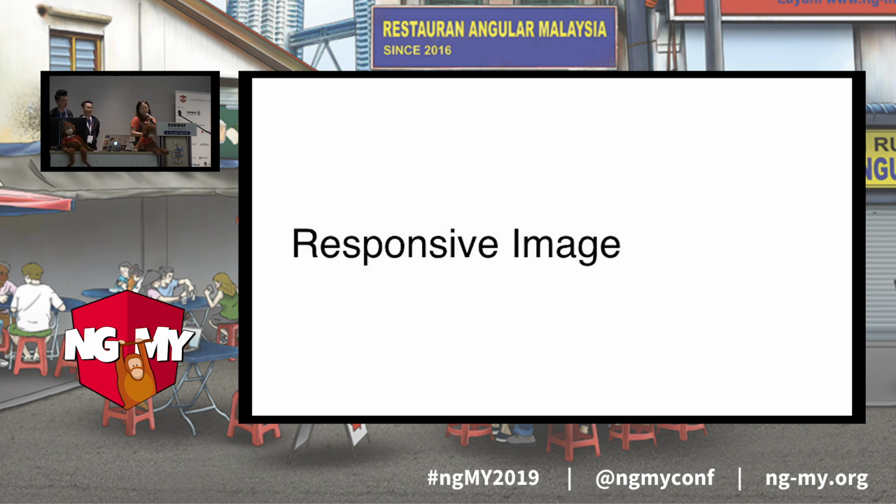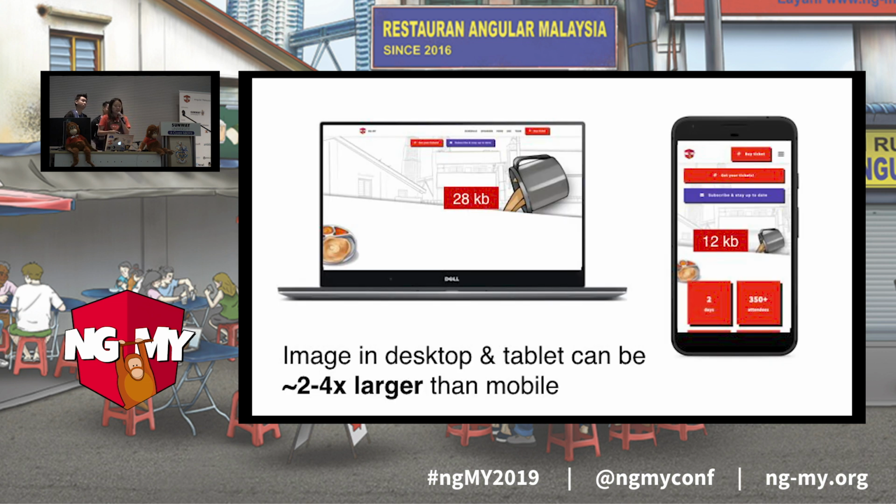Next, responsive images. The image on desktop is bigger than the image on the mobile phone, so we can actually serve different images on different devices. For example, in our case, the desktop data rate will take 28 KB. But on mobile, because it's much smaller, we show you a smaller image, which is only 12 KB.